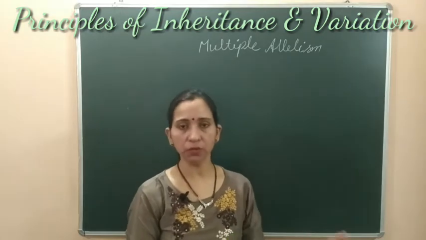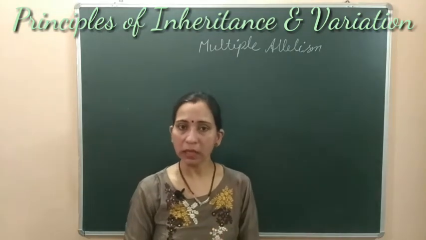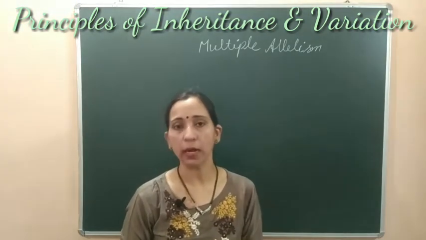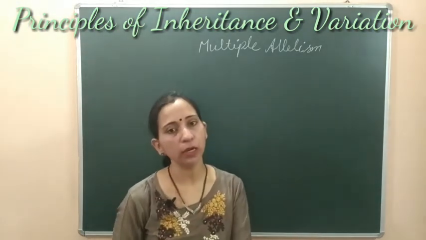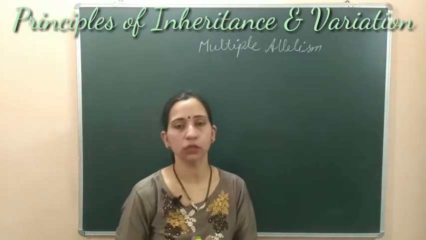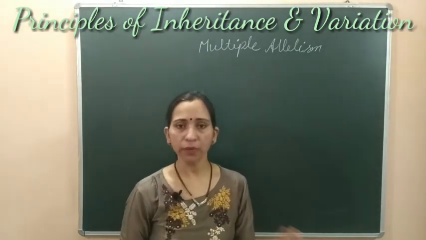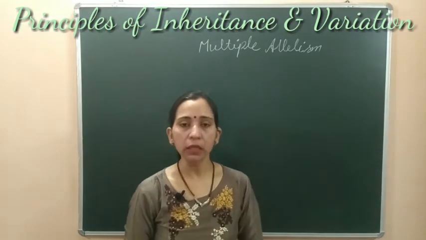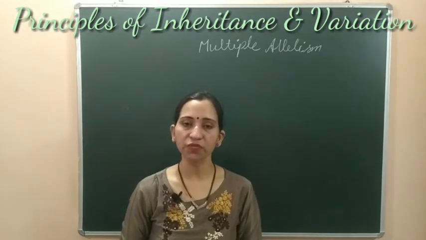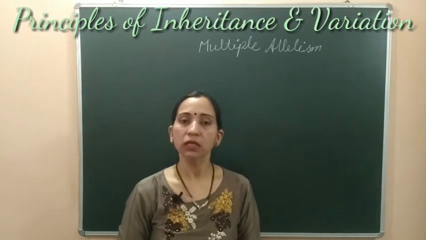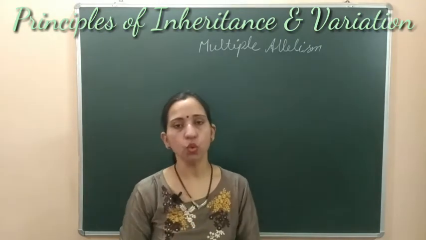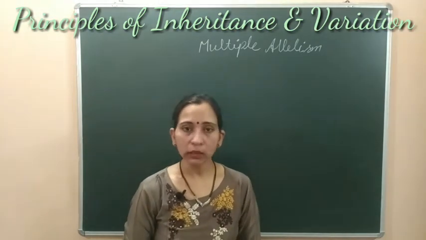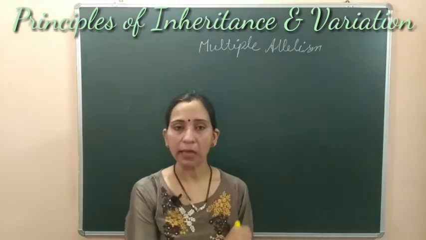In the previous videos, we discussed that each gene is present in two allelic forms. These two allelic forms control the characters of the phenotype for any individual. But in the case of multiple allelism, it is found that in some cases, some characters are controlled by more than two allelic forms of a gene. That condition is known as multiple allelism.